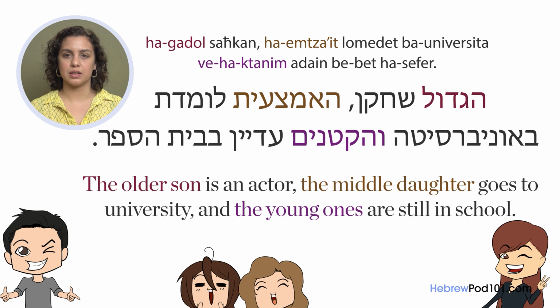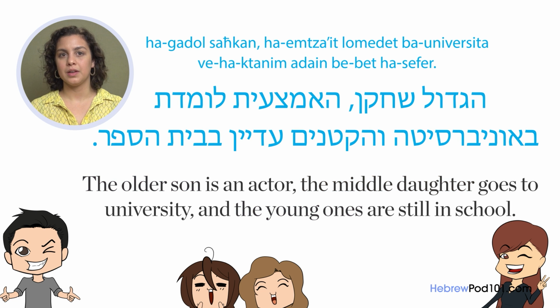Here is the Hebrew sentence. הגדול שחקן, האמצעית לומדת באוניברסיטה, והקטנים עדיין בבית הספר.